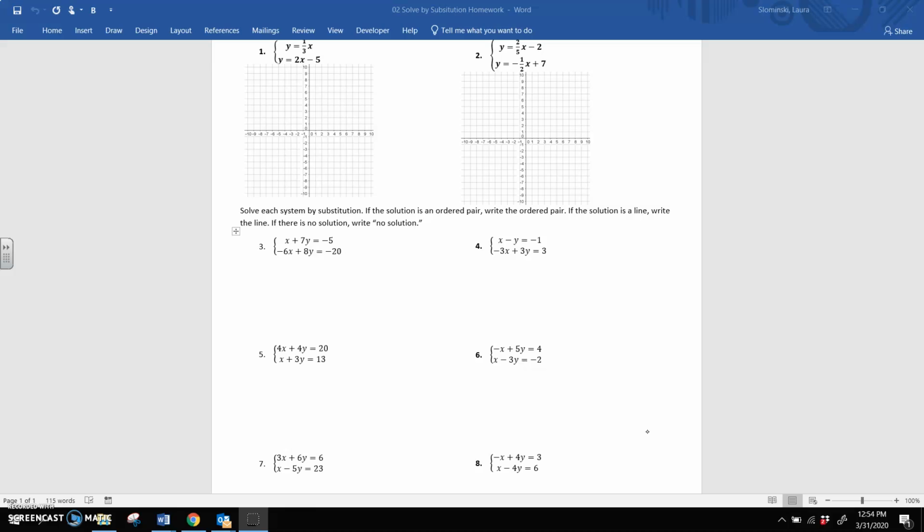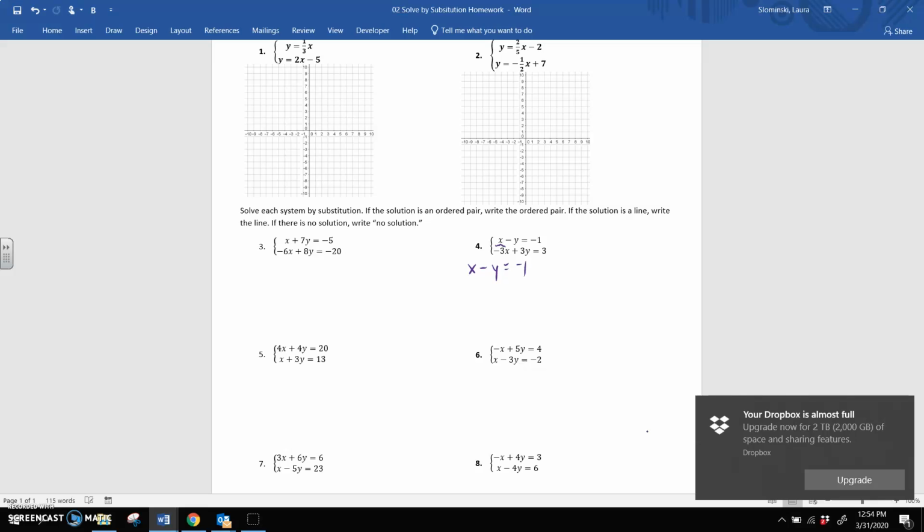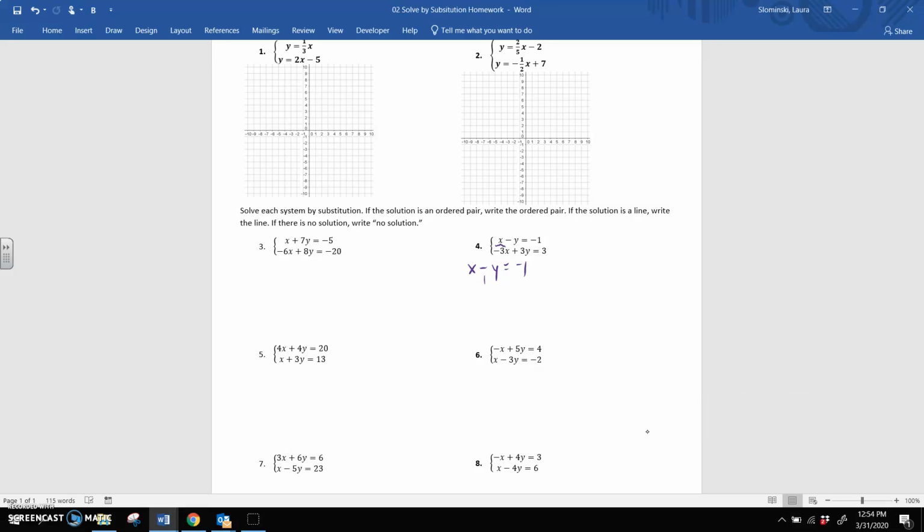In number 4, I see that the x in the first equation is just a 1x. So therefore, for me, that's the easiest thing to solve for. So I'm going to take that first equation, x minus y equals -1, and I'm going to solve for the x, which means I'm going to add y to both sides. So I end up with x equals -1 plus y. Okay, so that's step 1.